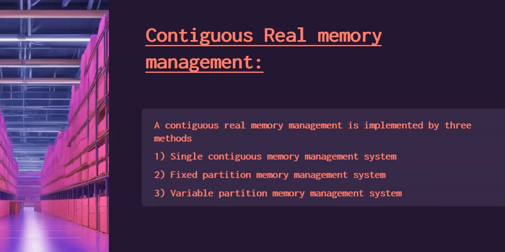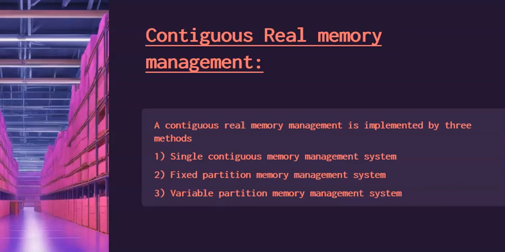Contiguous real memory management is arranged in a continuous manner. Under this category, we have three methods. One is single contiguous real memory management, the second is fixed partition memory management, and the third is variable partition memory management. Single contiguous means your main memory will be divided into two parts: the OS part and the user part. Only one partition is available for the user part. A single program will be loaded and then come out. That is single contiguous memory management.